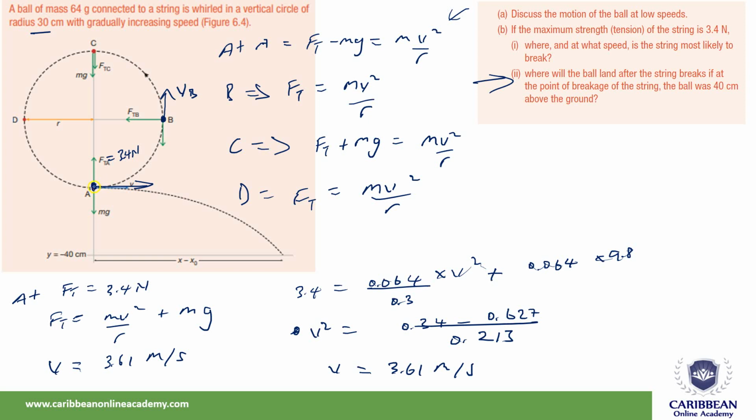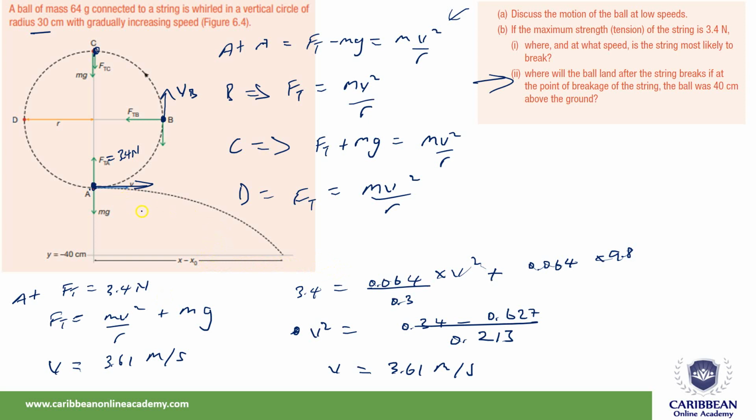So in essence, we're saying that the string will tend to break where the tension force is the greatest. So at point A, you would expect that that's where the string could possibly break. It will be harder for it to break at this point because you have less tension force acting on the system. Remember, our tension force at point A is a combination of the centripetal force, mass times v squared over r, plus mg. So that's where your tension force is maximum. Good?